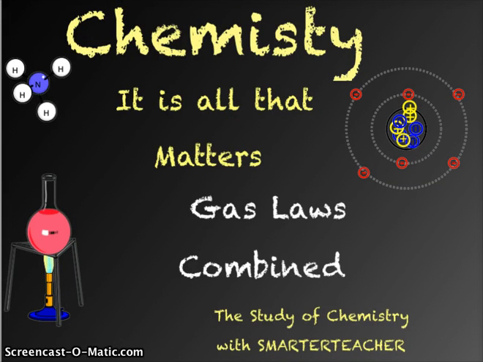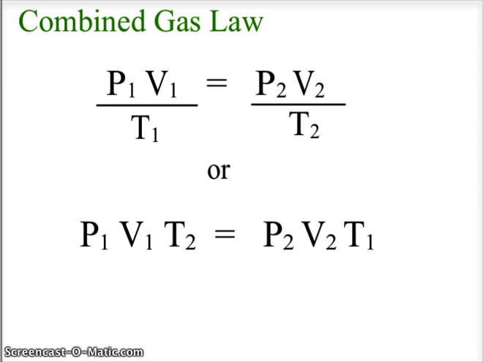It is all that matters, and we are going to continue with the gas laws by looking first at the combined gas law. The combined gas law is called the combined gas law because it basically takes the first three laws we looked at, Boyle's, Charles', and Gay-Lussac's, and combines them into one single equation. And that equation is P1 V1 over T1 equals P2 V2 over T2, or initial pressure times initial volume divided by the initial temperature equals the final pressure times the final volume divided by the final temperature.